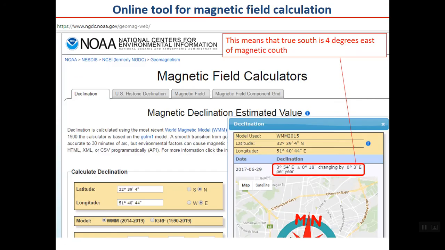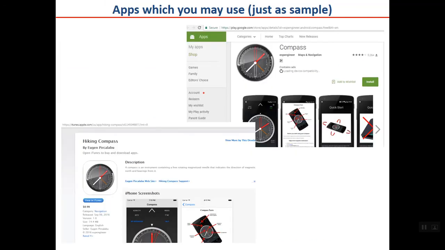How can you calculate it? Either you can use the maps, or you may use online tools like the one you can see here. You can go to this website, which I show here, and enter your location, and it gives you the correction which is needed, or the magnetic declination as they call it, to correct the compass reading to find the true south or true north. There are also apps which may correct for that.